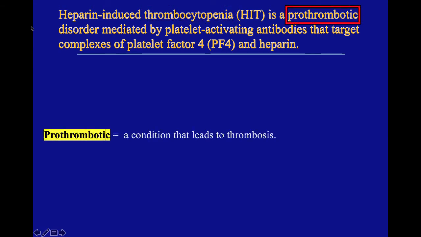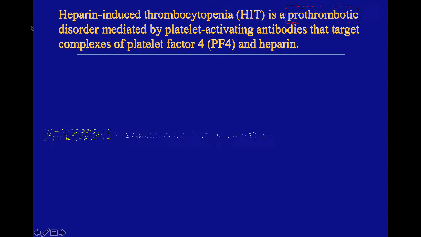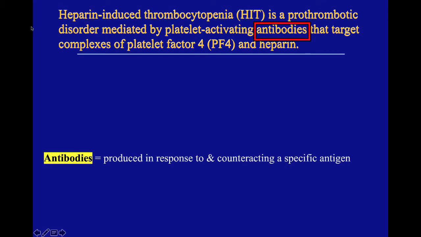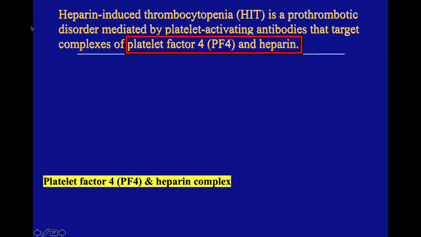And it produces a prothrombotic disorder. Prothrombotic, a condition that leads to thrombosis, mediated by platelet-activating antibodies. Antibodies are produced in response to and counteracting a specific antigen. And so what is that antigen? It is the complexes of platelet factor 4 and heparin.